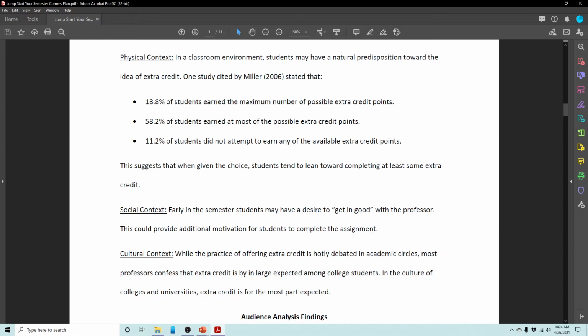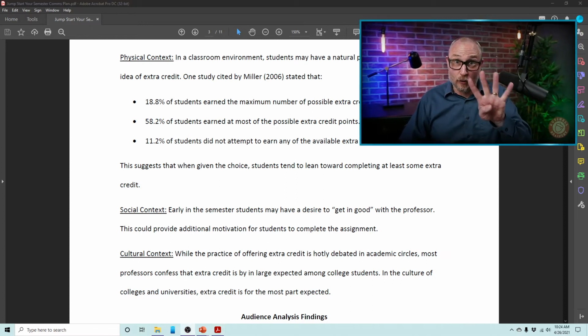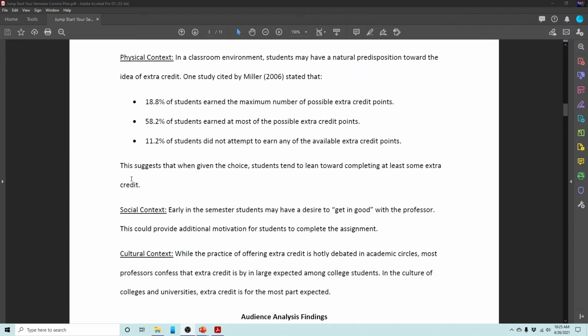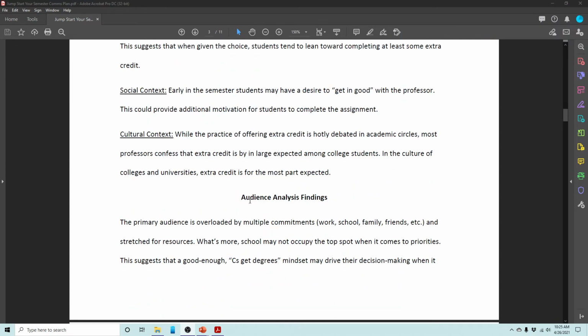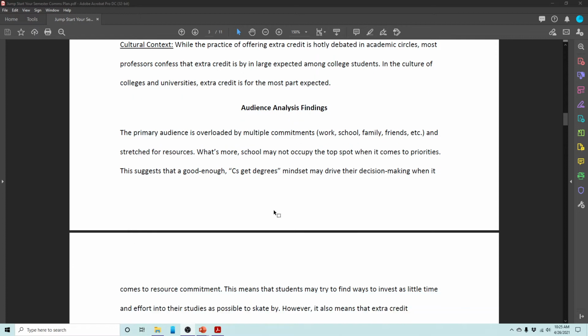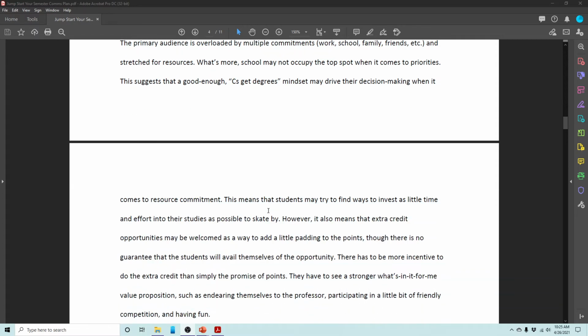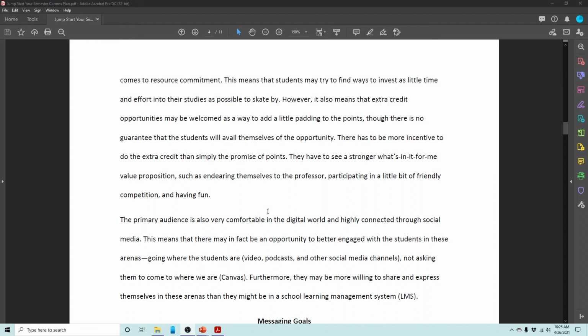Now, the 4th part, let me come over here and remind you, remember there are 4 parts to an audience analysis. All right, demographics, psychographics, context. The 4th part is putting together all the findings. You've looked at the demographics, the psychographics, the context. Now, what does this matter? How will these things influence the way that you communicate with your audience? And so here in my audience analysis findings, I have all the ways that these factors are going to influence the way I communicate with my students.